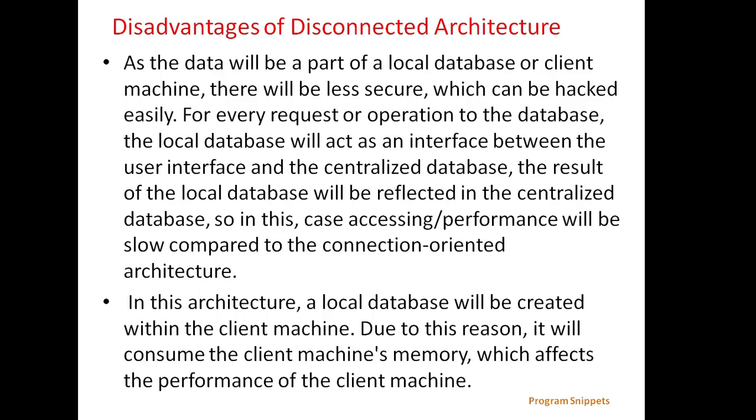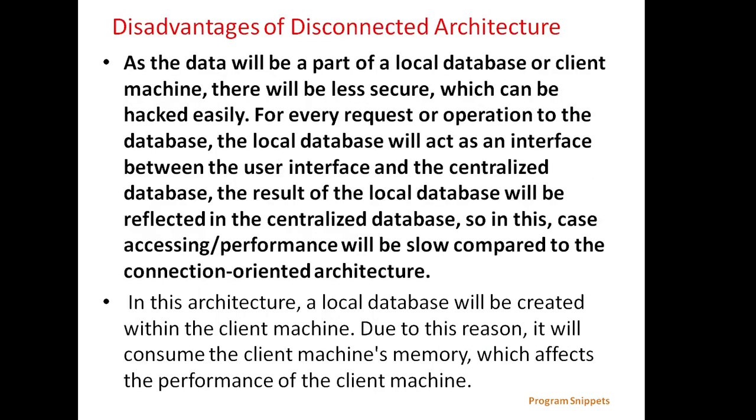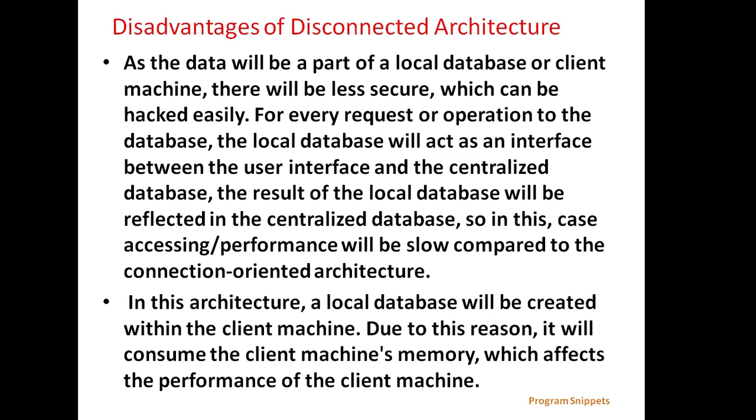And the disadvantages of disconnected architecture are: as the data will be a part of the local database or client machine, it will be less secure and can be hacked easily. For every request or operation to the database, the local database will act as an interface between the user interface and the centralized database, and the result of the local database will be reflected in the centralized database. So in this case, access performance will be slow compared to the connection oriented architecture. And here a local database will be created within the client machine. Due to this, it will consume the client machine memory, which affects the performance of the client machine.